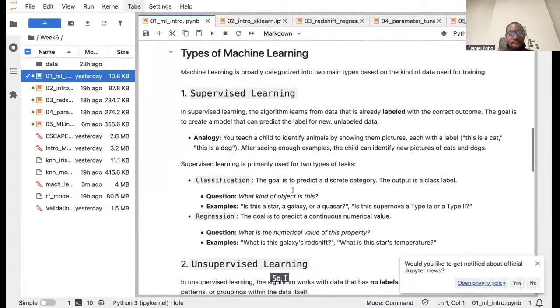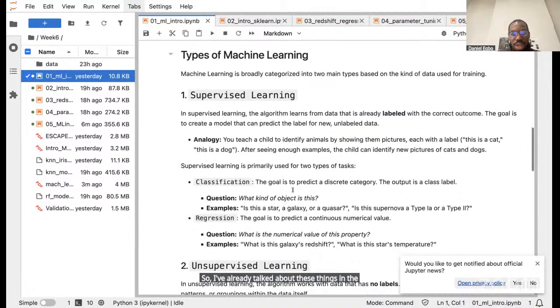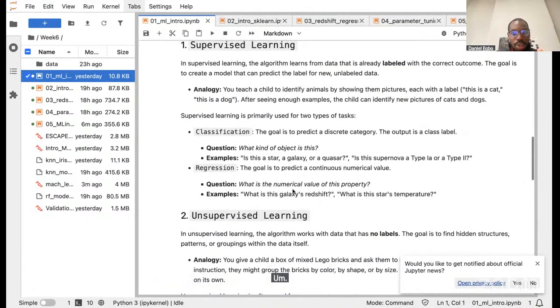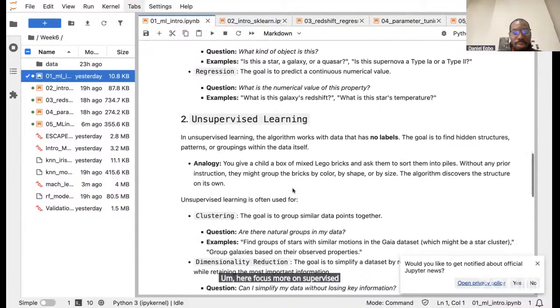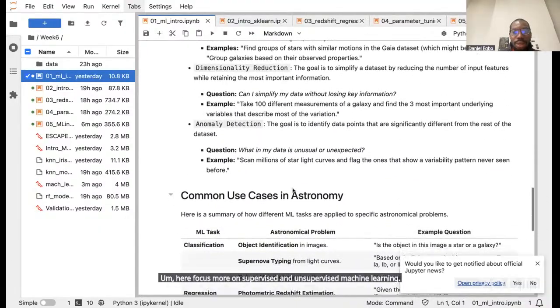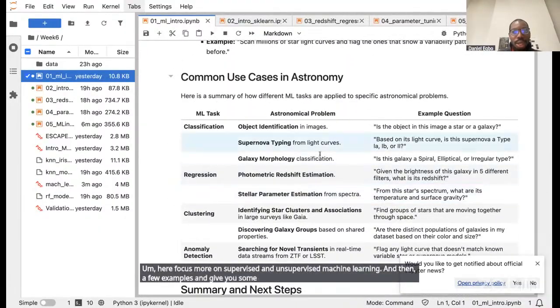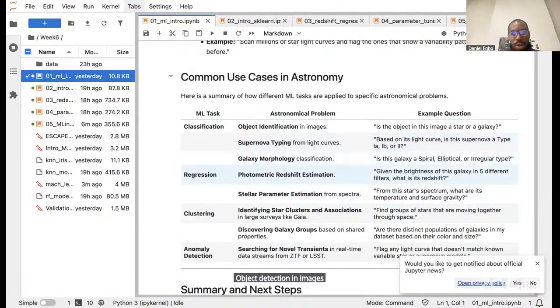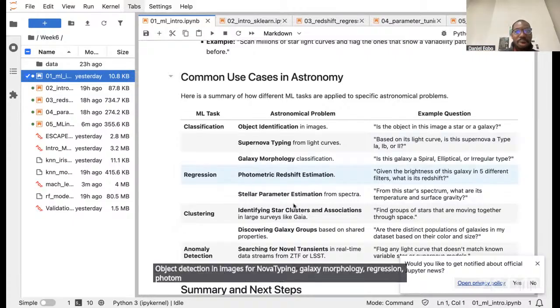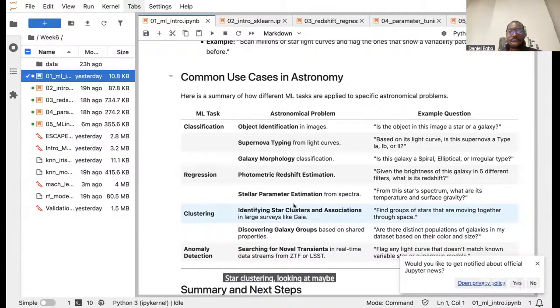So I've already talked about these things in the slide, the machine learning types. Here we focus more on supervised and unsupervised machine learning, with a few examples, and give you some common use cases in astronomy: object detection in images, supernova typing, galaxy morphology, regression, photometric redshift, stellar parameter estimation, and star clustering, looking at things like star clusters.